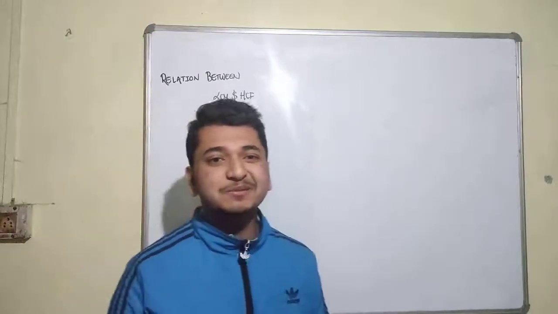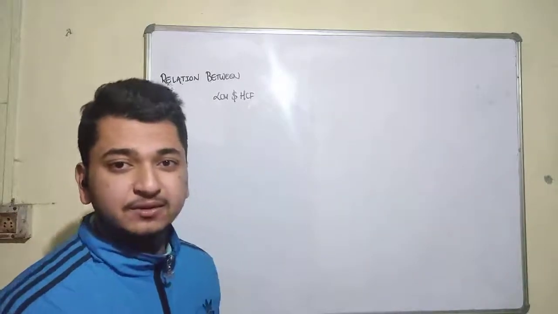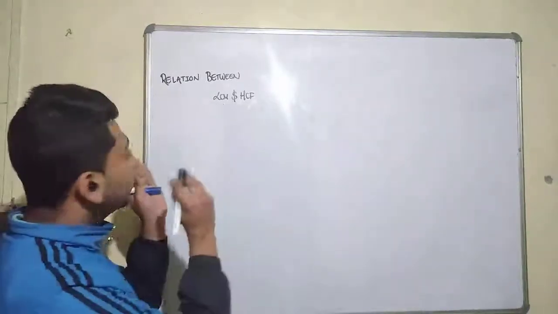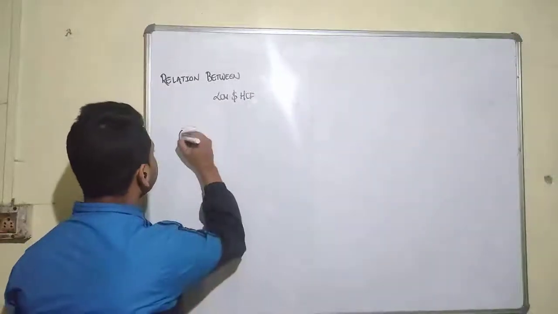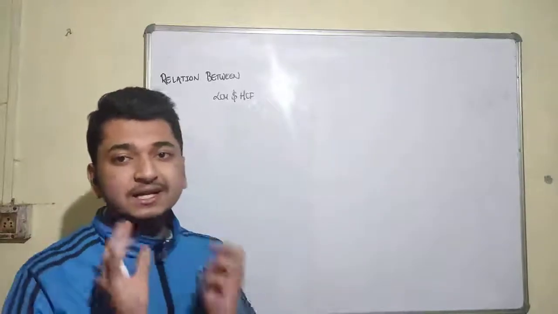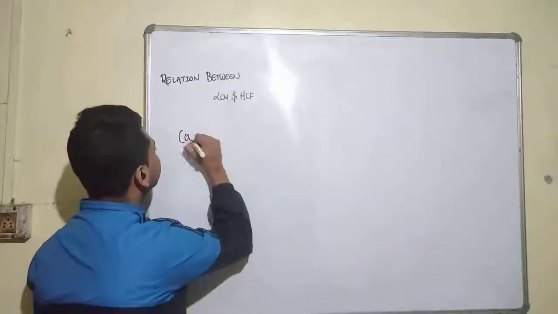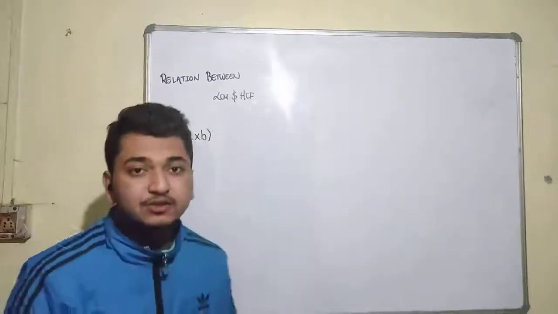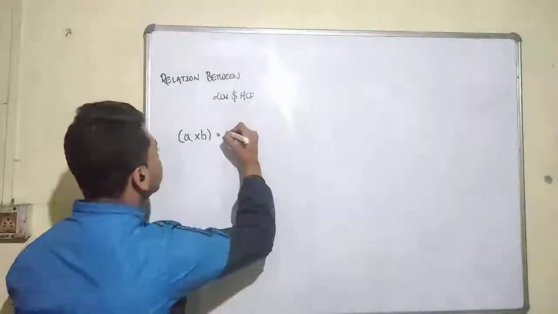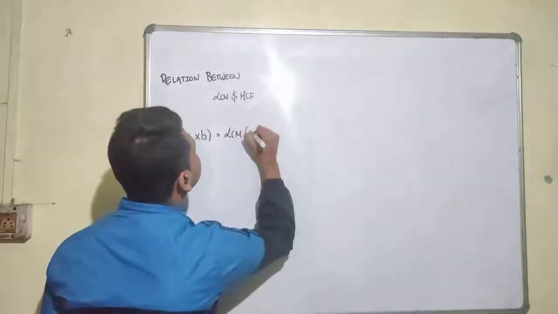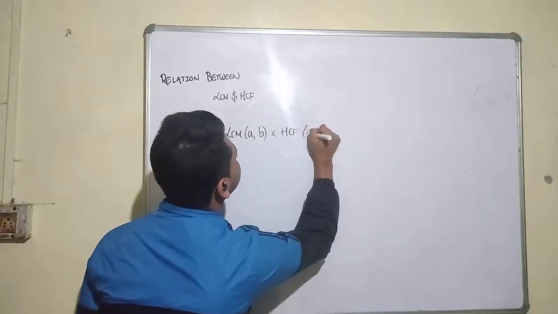So now we have jumped to the next topic. The next topic is the relation between HCF and LCM, okay? हम अब नए टॉपिक में जाएंगे, ठीक है? So what is the new relation? When we take the multiplication, the product of two numbers, so we'll take a into b, okay? a into b will be equal to LCM of a and b into HCF of a and b.